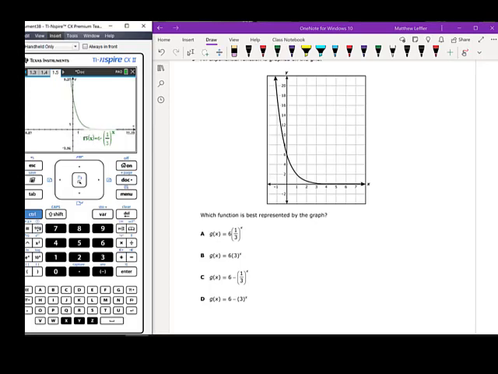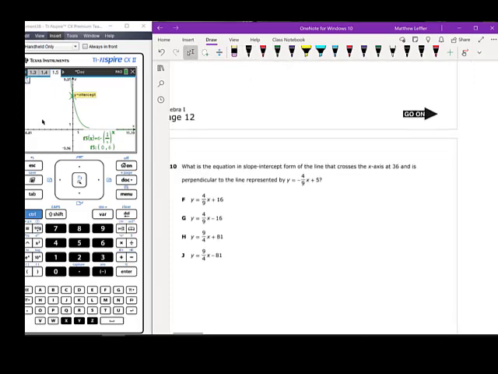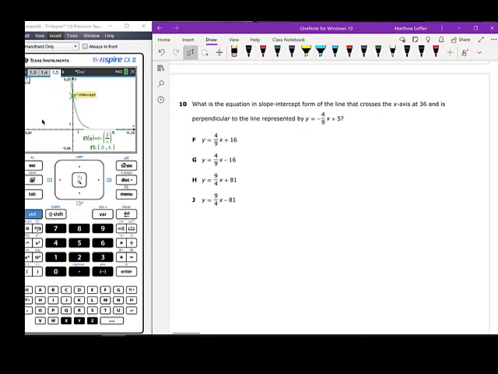Or is it? So this word perpendicular means you take the slope and you take the opposite and then you flip it.